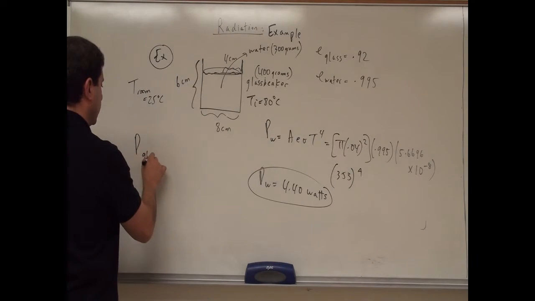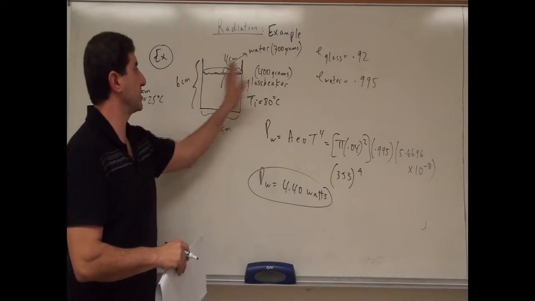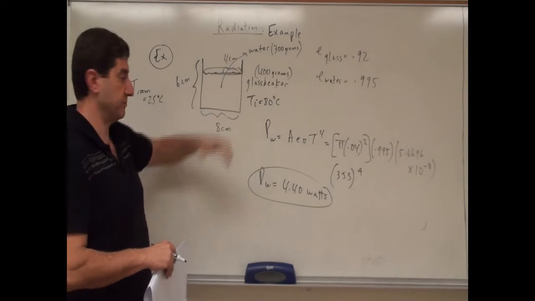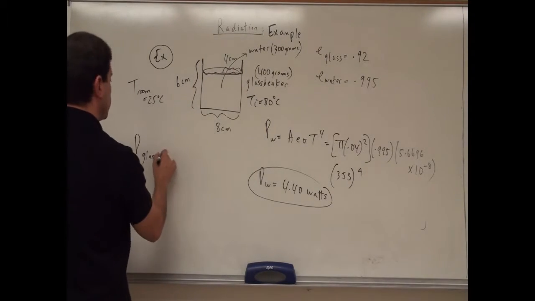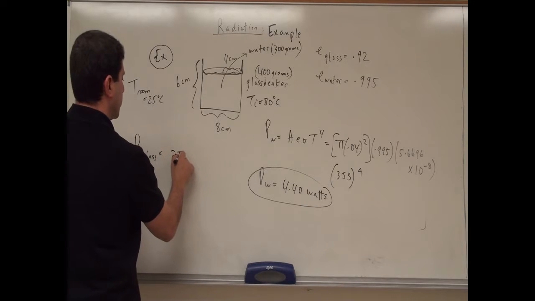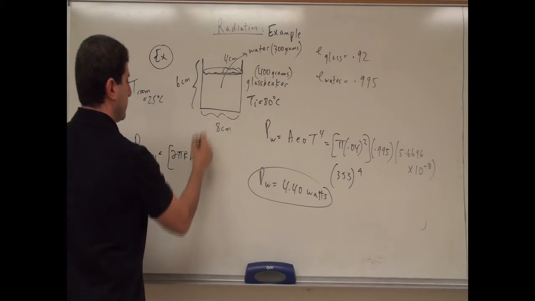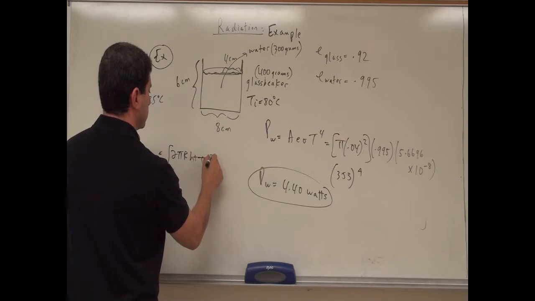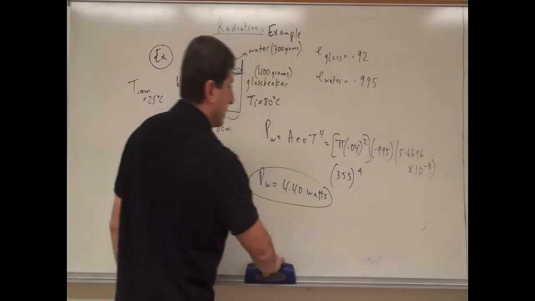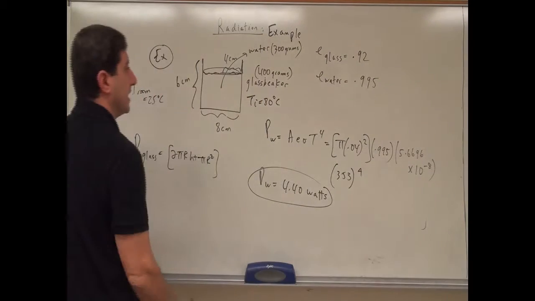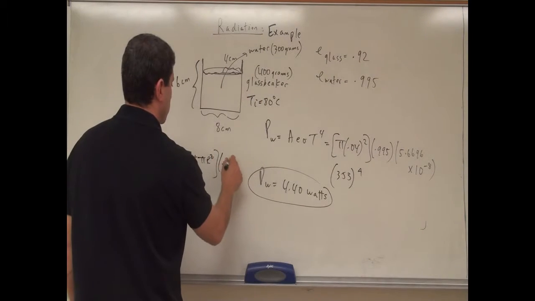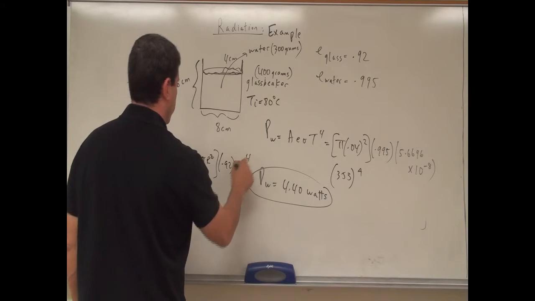So then let's calculate the power radiated by the glass. Power radiated by the glass radiates through the sides, right, and through the bottom, right? So the surface area of the sides is equal to 2 pi r h plus the bottom is equal to pi r squared. Right? Then we multiply that by the emissivity of the glass, which is 0.92, and then the temperature of the glass to the power 4.